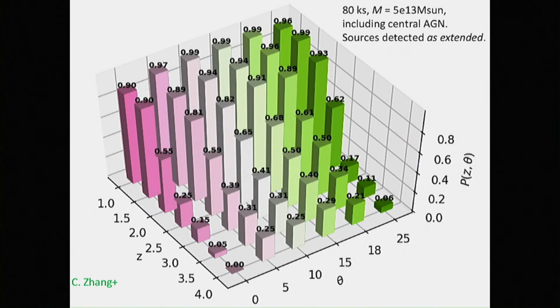And here's the distribution. If you do that for different setups, here's the redshift, here's the off-axis angle, and in this diagram here, that number gives you the detection probability of these groups. So again, here at redshift 2.5, you still have a reasonable detection probability of almost 50% or so. And I should probably point out that this is assuming an 80 kilosecond observation.